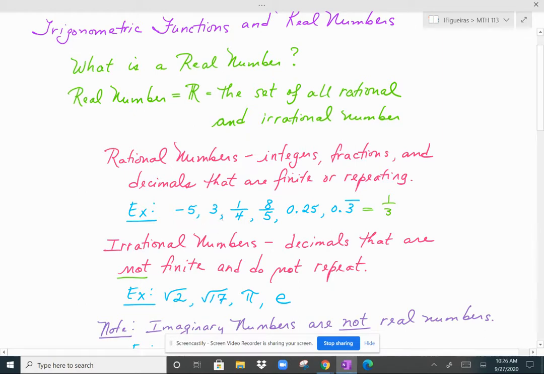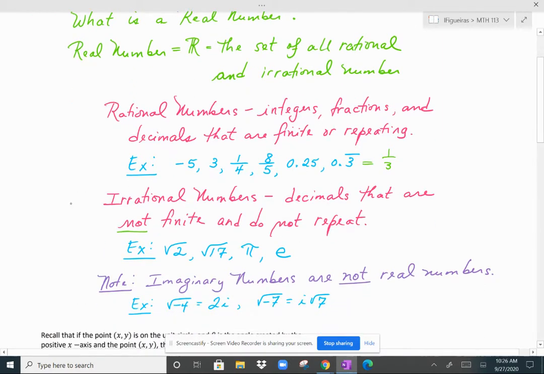Then we have our irrational numbers, and irrational numbers are decimals that are not finite and do not repeat. So examples of that would be your radicals that are not perfect, like square root of 2, square root of 17. So if you put either one of these into a calculator, it will fill up your whole screen with a decimal that is not repeating and doesn't end. So although it looks like it ends because your calculator can only show you so many numbers on it, in reality, those decimals go on and on forever.